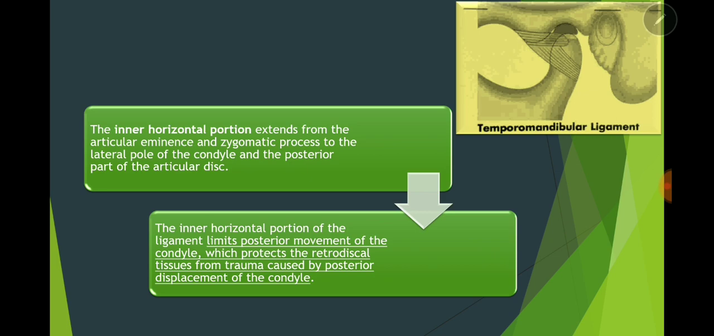And so by doing that, it protects the retrodiscal tissue from trauma caused by the posterior displacement of the condyle. Remember, the condyle does not rest in the posterior glenoid fossa. It rests on the superior anterior, on the posterior surface of the articular eminence. All right. So that position protects the retrodiscal tissue. Remember, the retrodiscal tissue has blood supply, has nerves. So if you push on it, you can have pain.